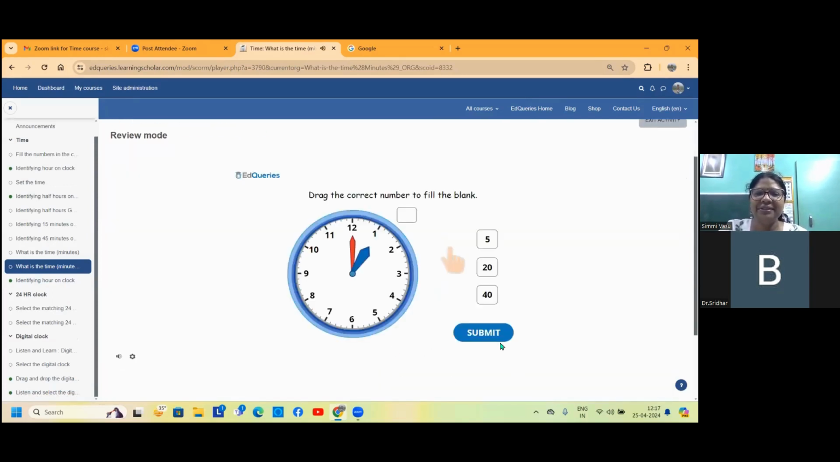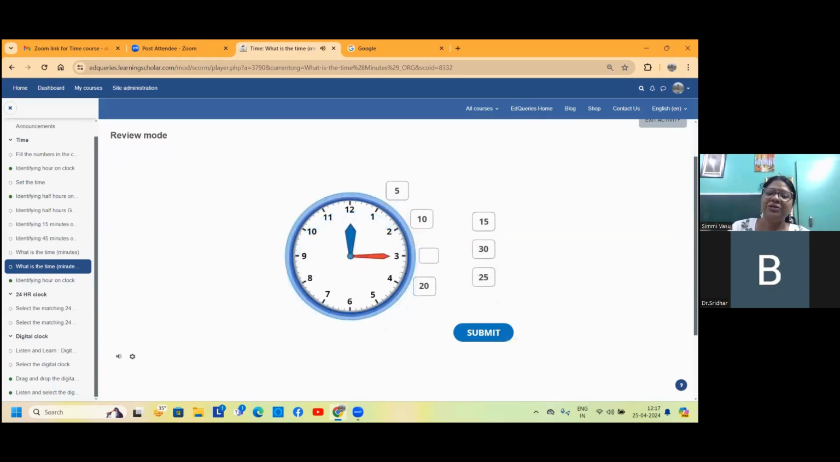Look at the minute hand and drag the correct number into the clock to fill the blank. This is where the children who understand the minutes concept, who understand that after every 5 minutes the clock keeps on increasing, can practice. How many minutes is the minutes hand showing? This game will help them to practice this. So we have 5, 10 and 50. Good job.